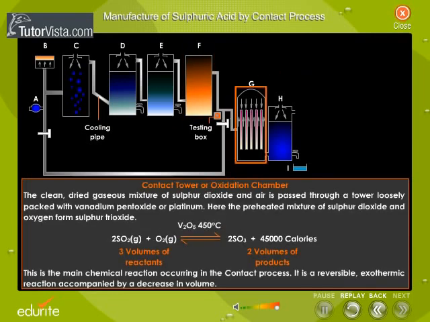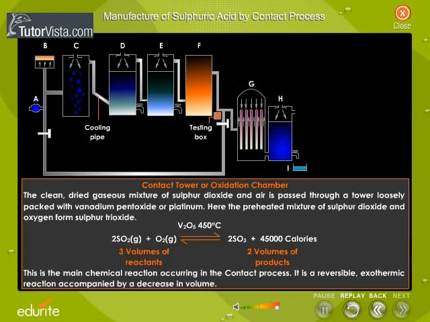Contact tower or oxidation chamber. The clean dried gaseous mixture of sulfur dioxide and air is passed through a tower loosely packed with vanadium pentoxide or platinum. Here the preheated mixture of sulfur dioxide and oxygen form sulfur trioxide.